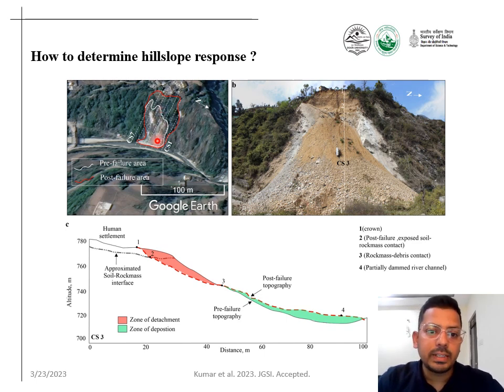On the left side, you will see I have taken multiple cross sections. CS stands for cross section. So I have taken 7, CS1 to CS7. This is the front view of the landslide. CS3 is representing the location of this cross section. And this is the cross sectional view of this landslide. Red represents the zone of detachment and green the zone of deposition. So material is being detached from here and it is being deposited in this zone. And in this case, you do not have any distinct zone of transportation because there is overlapping.